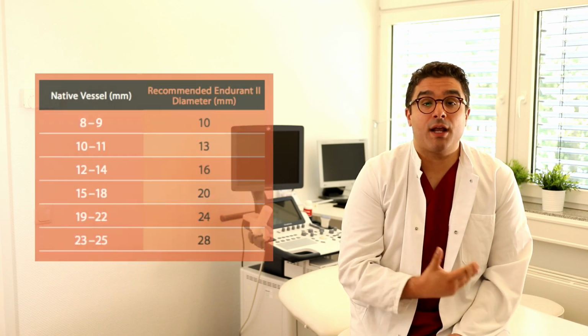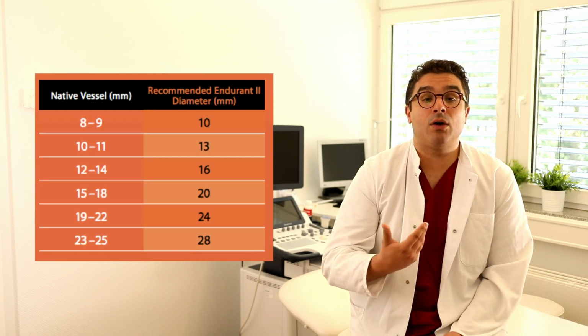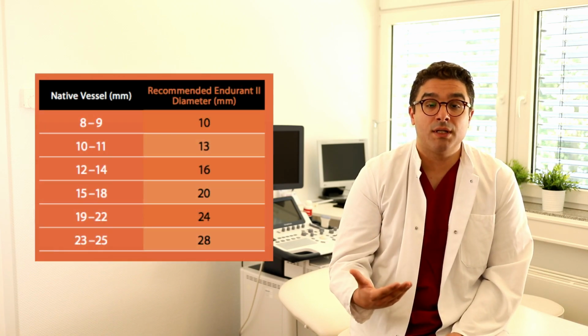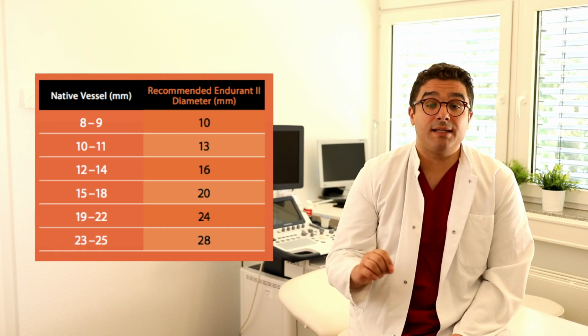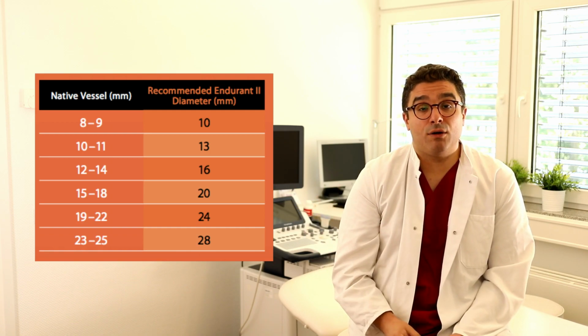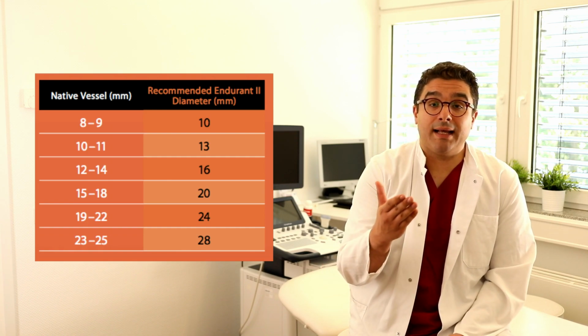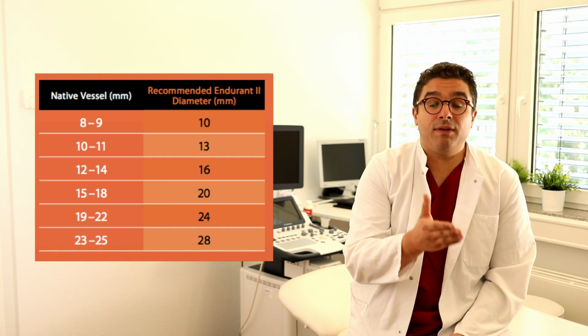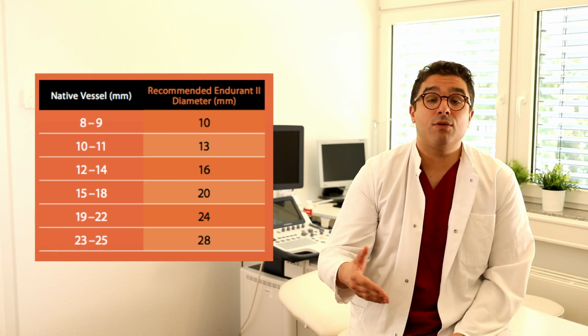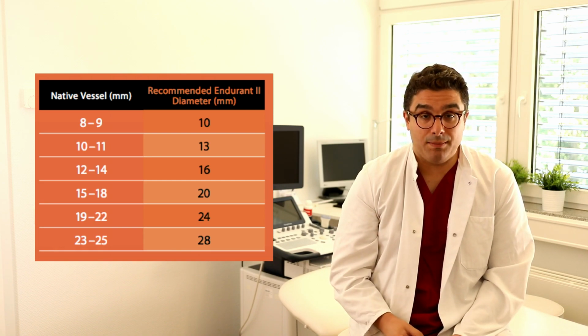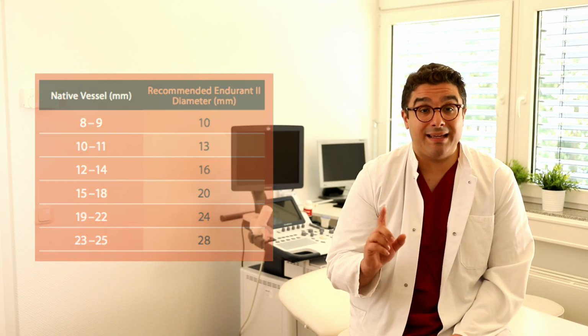In order to facilitate your decision, the companies are providing recommendations and tables to choose the right device for the respective ranges of iliac artery diameter. For example, if you have an iliac diameter between 15 to 18 mm, you have to use a 20 mm iliac limb in diameter.